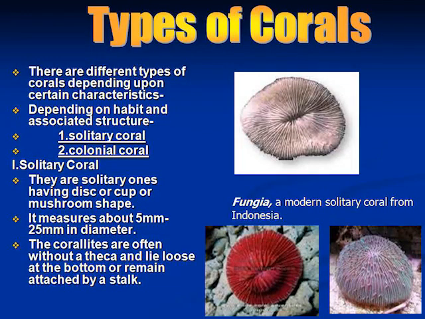Now coming to the solitary coral, an example you can see is Fungia, which is found mainly in the Indonesian region. The solitary ones have only one disc or cup, an almost mushroom-shaped structure. They are very small, almost 5 millimeters to 25 millimeters in diameter, and they often lie loose in the substratum, or they might be stuck to the bottom.